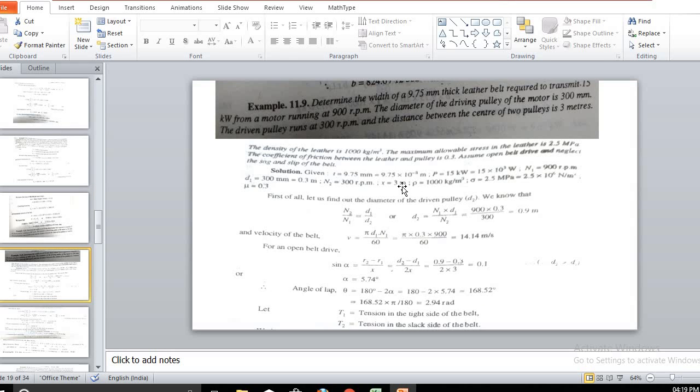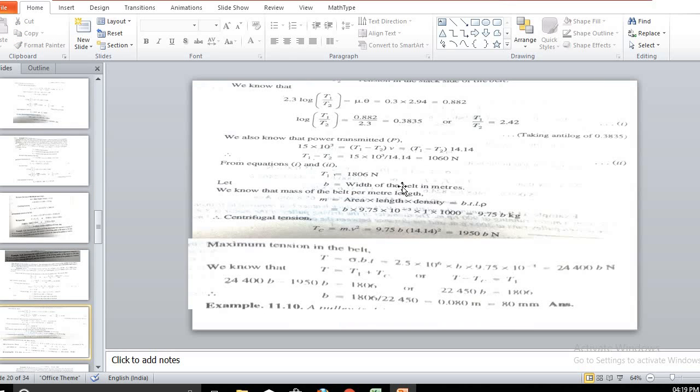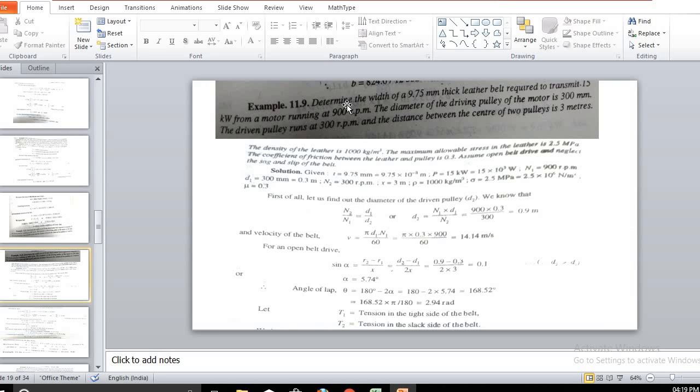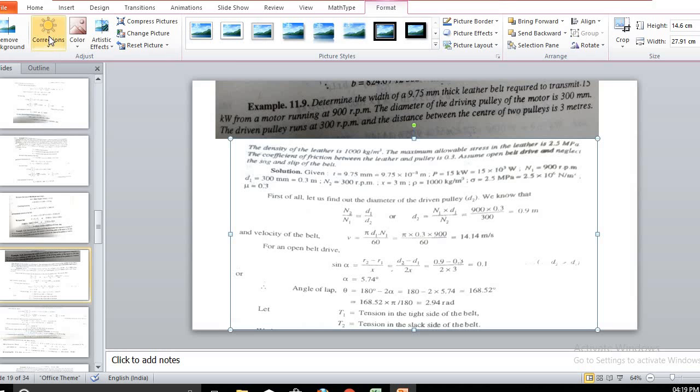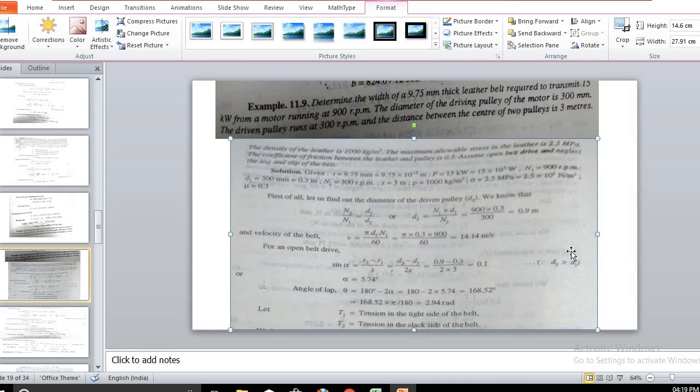Now in this next example, determine the width of a 9.75 millimeter thick leather belt required to transmit 15 kilowatt from a motor running at 900 rpm. The diameter of the driving pulley of the motor is 300 millimeter. The driven pulley runs at 300 rpm and the distance between the centers of the two pulleys is 3 meters. The distance between the two pulleys, 3 meters, is given to you.